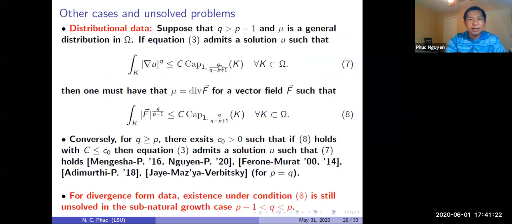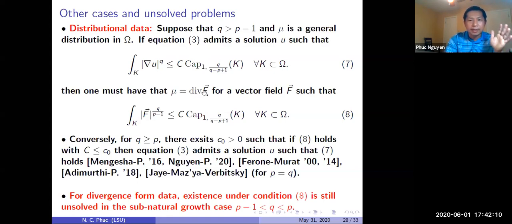And the necessary condition is that suppose your q is bigger than p minus 1, and suppose that your mu now is a general distribution in your bounded domain. Then if the Riccati-type equation admits a solution u such that the solution is in this Morrey-type space, or in this Sobolev multiplier-type space, then we can show that the datum mu here cannot be arbitrary. It has to be in divergence form. Okay, so if there is a solution, and if the solution is in this very natural space, then the datum mu here cannot be arbitrary. It has to be in divergence form.